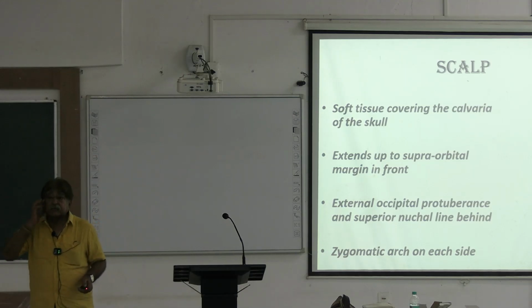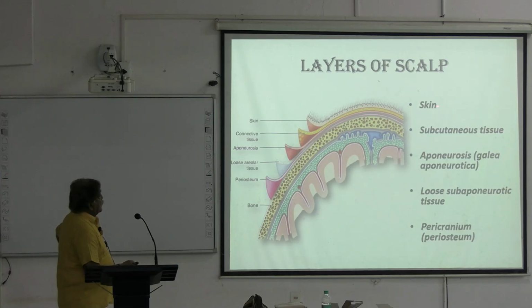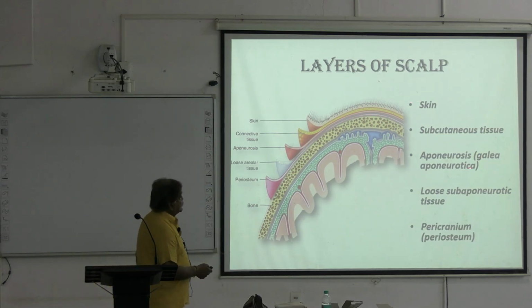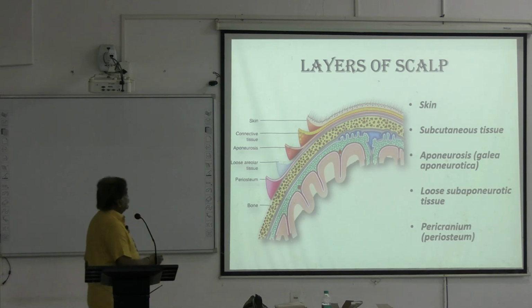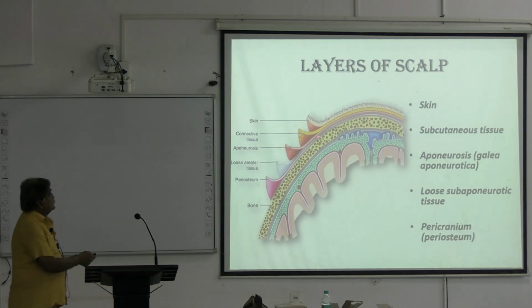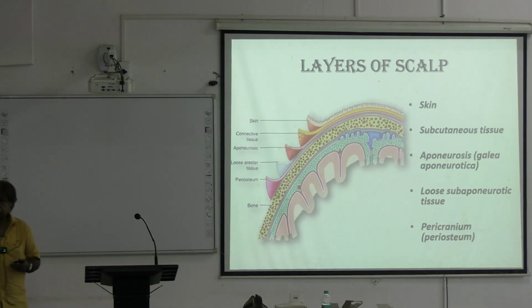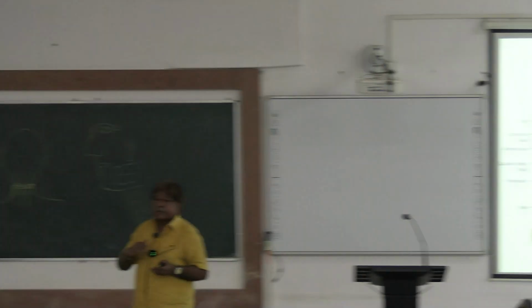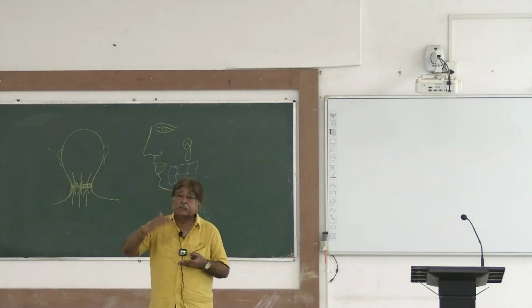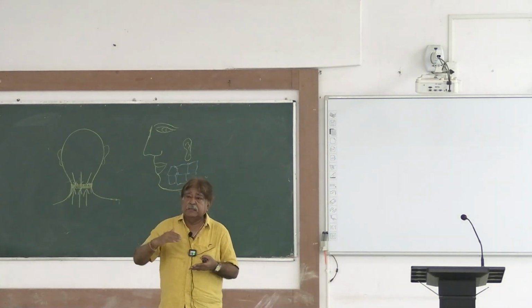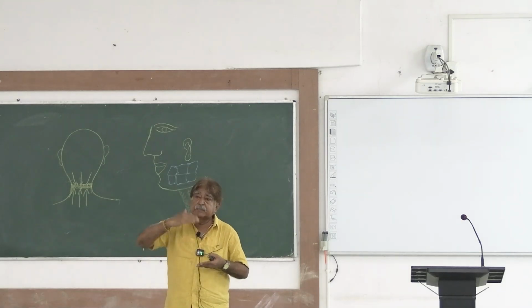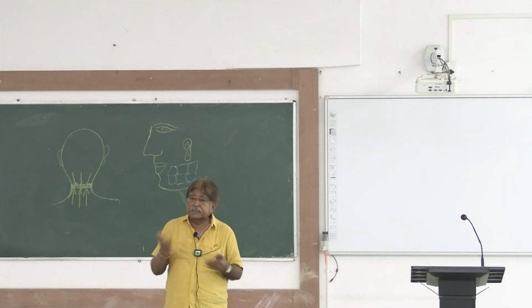You can feel the zygomatic arch. The layers of the scalp: the skin, subcutaneous tissue, aponeurosis (galea aponeurotica), loose subaponeurotic tissue, pericranium, the periosteum. If you can dissect, you can take it by layers. The layers you can separate and dissect out.